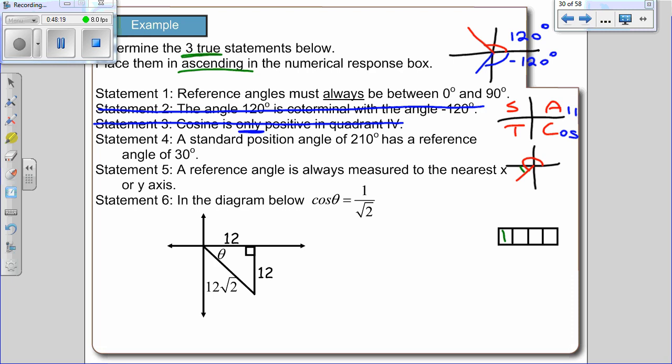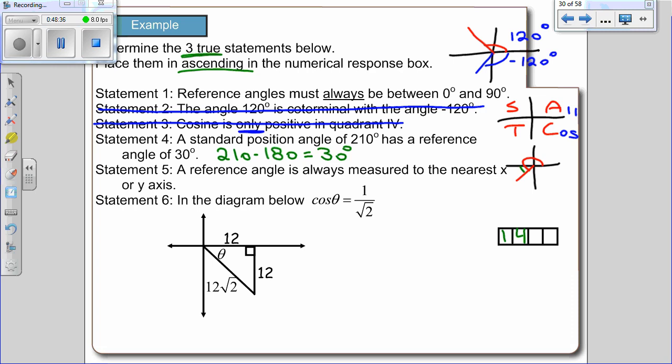Statement 5. A reference angle is always measured to the nearest x or y axis. We never measure to the y-axis, ever. So statement 5 is false. Process of elimination, 6 must be true.